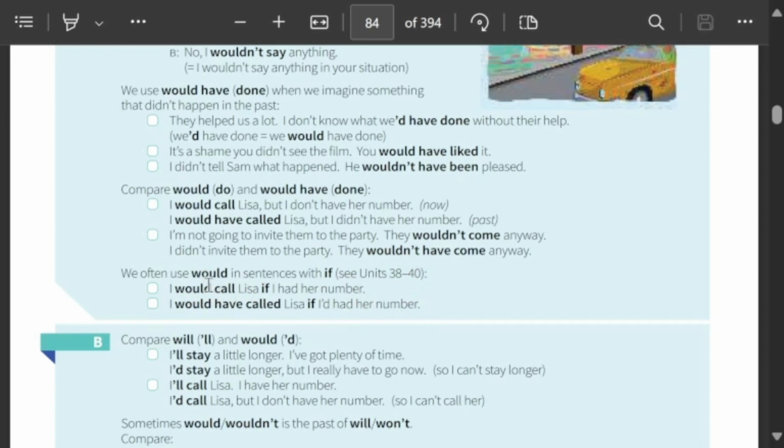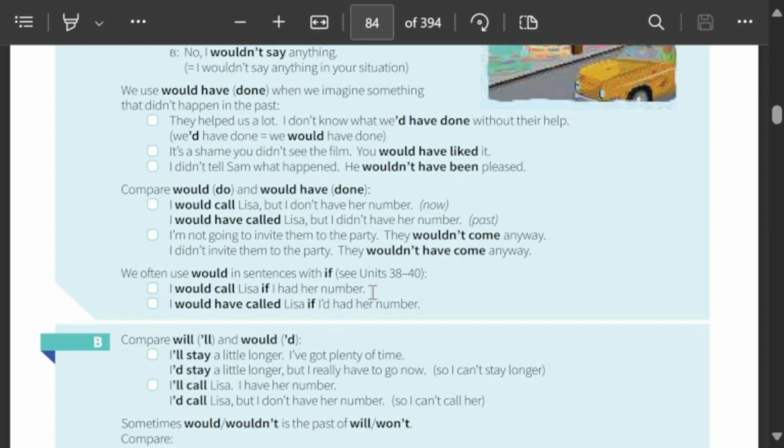I would call Lisa, you see, if I had her number. If I had her number, this is what I said in this situation. I would call Lisa if I had her number. I would call her if I had it, but I don't have it right now.